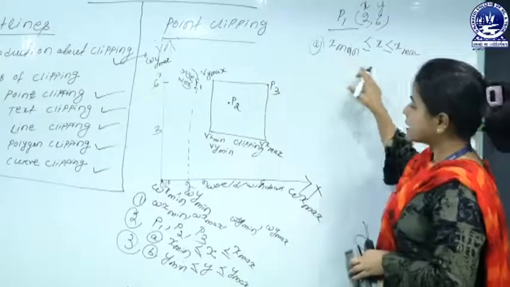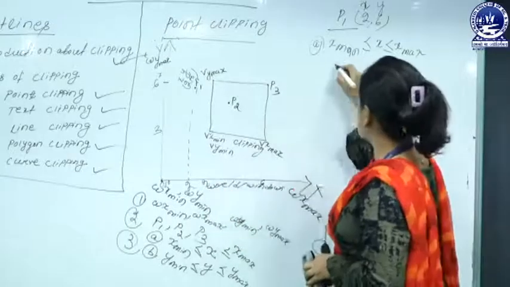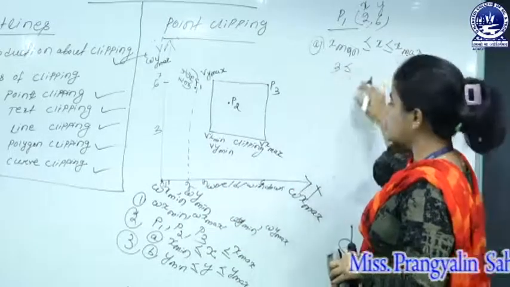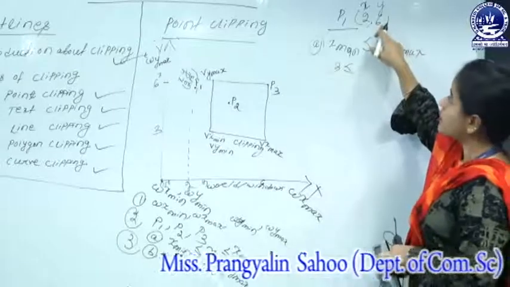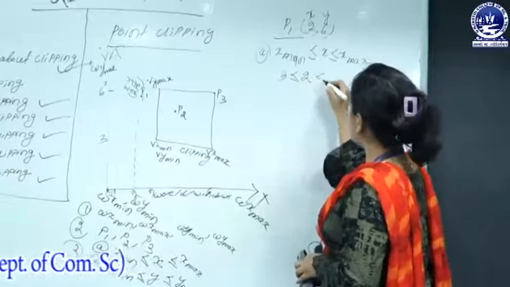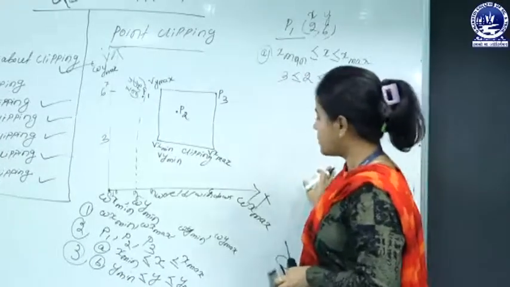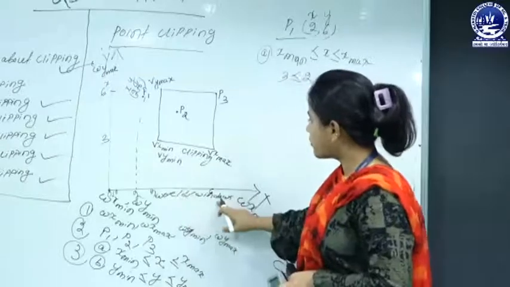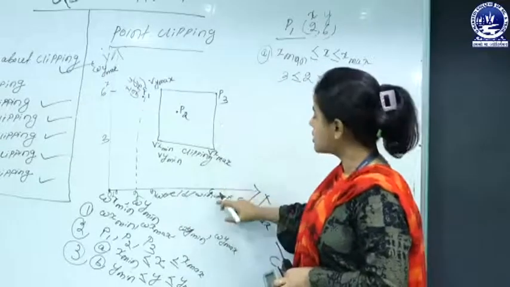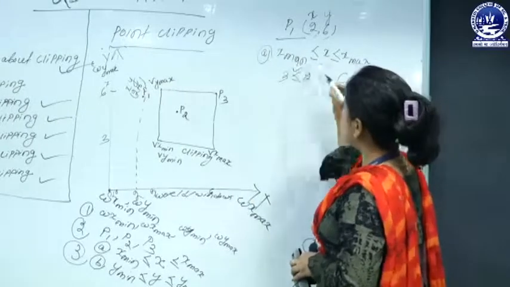So here the x minimum value in case of the viewport is 3. 3 is less than or equal to x. X means which coordinate pixel point is to be checked, that is 2. Then after that you have to check that it is less than or equal to x maximum. That means the x maximum value of the viewport clipping window is 6. That means now you have to check the conditions.